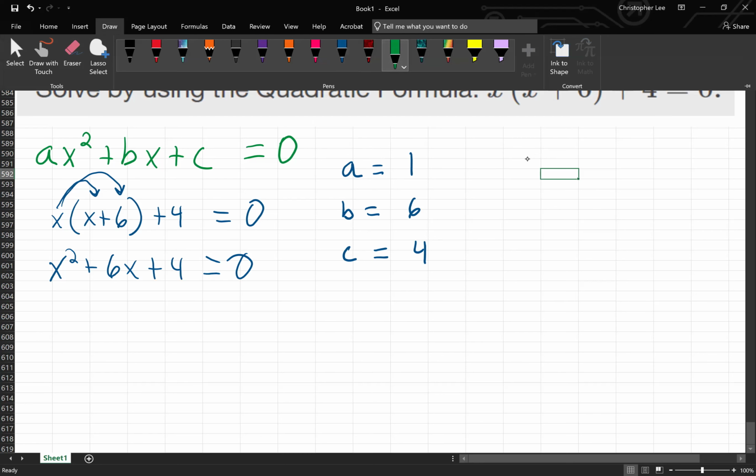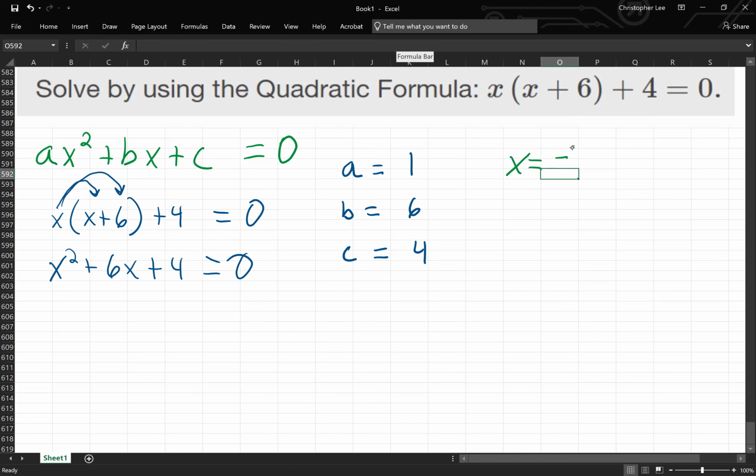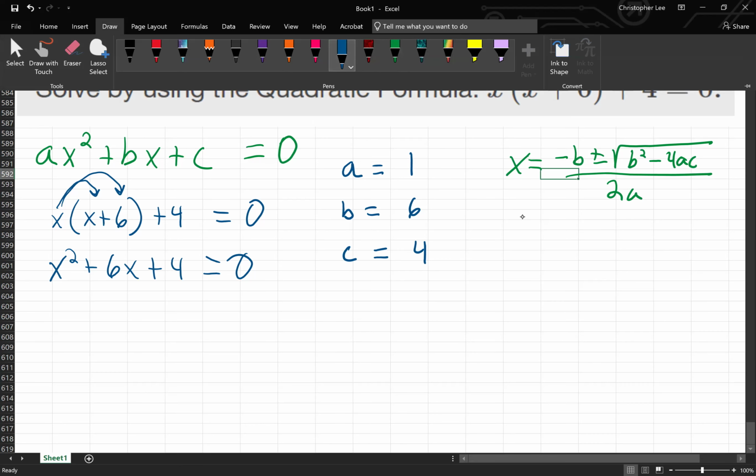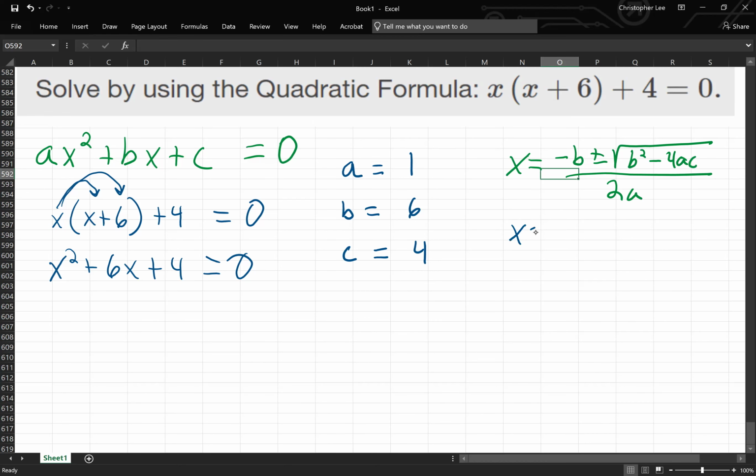Remember, our formula is X equals negative B plus or minus the square root of B squared minus 4AC, all divided by 2A. After that, all you have to do is plug in your numbers. This becomes X equals negative of B, which is 6, plus or minus the square root of 6 squared minus 4 times A, which is 1, times C, which is 4, all divided by 2 times 1.